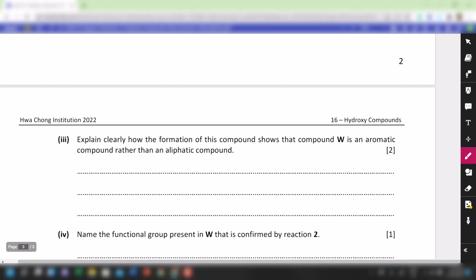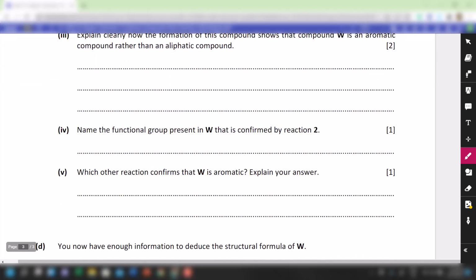But of course, that is not for sure, because it could be a mixture of different products. Maybe one of the double bonds is adding 2 Br, and the other double bond is just 1 Br and 1 OH. But in this case, it's quite clear cut because I'm only getting one compound, which clearly has 3 of the Br substituting 3 of the H. So therefore, compound W is expected to be aromatic rather than aliphatic.